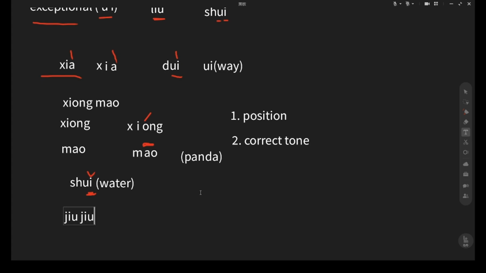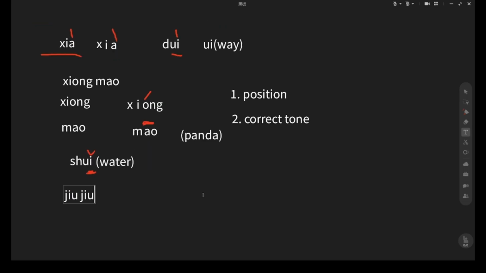Okay, you write this pinyin in the book, okay? So, done. Okay, listen. 舅舅. So, I mark the tone, okay? See? 舅舅. The first one is first tone. The second one is neutral tone.